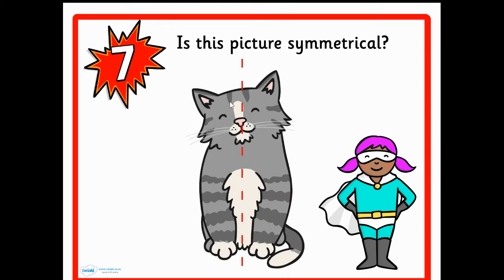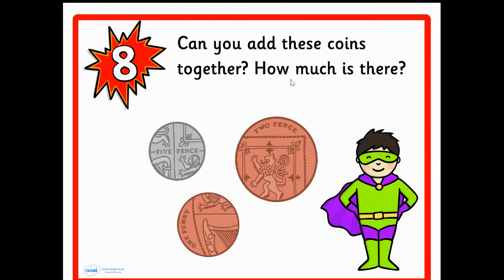Have a little think and work out, if we put a line down the middle of the cat, is it the same on either side? Have a go at working that one out yourself. Can you add these coins together? How much is there? Maybe you can add these ones up, and you can always pause the video at any time.